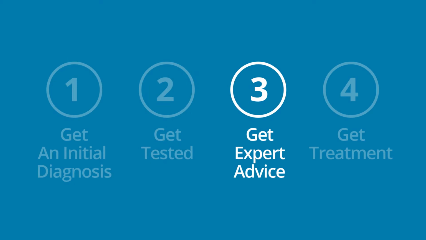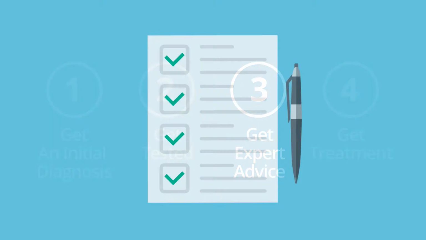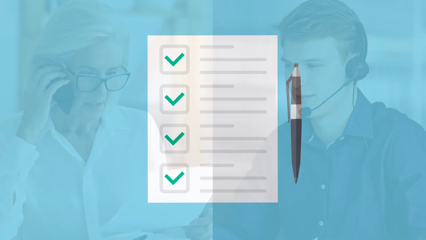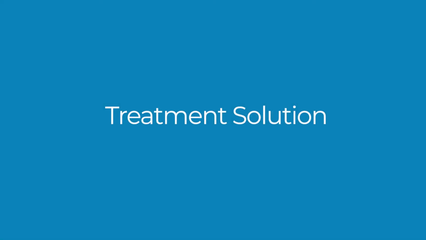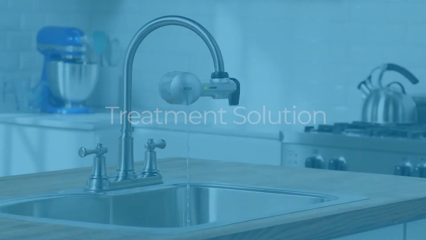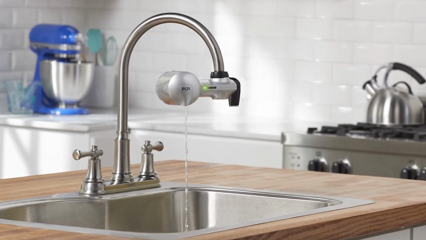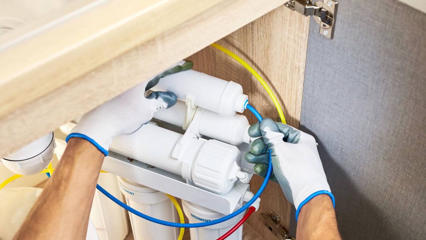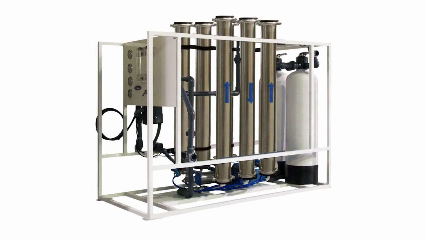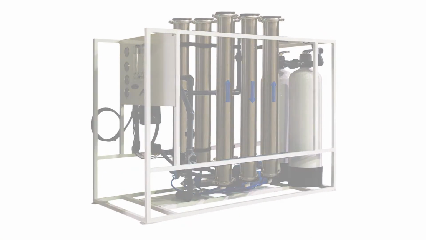Step 3. Get expert advice. Once you've received your test results, we offer impartial advice on what your next step should be, such as treatment solutions or other ways of remediating your issues. Step 4. Get treatment. Once a treatment solution is determined, we can help you implement that treatment solution. From recommending a basic do-it-yourself product, determining the best equipment and coordinating the installation by a water professional, up to the installation of a commercial-sized solution.